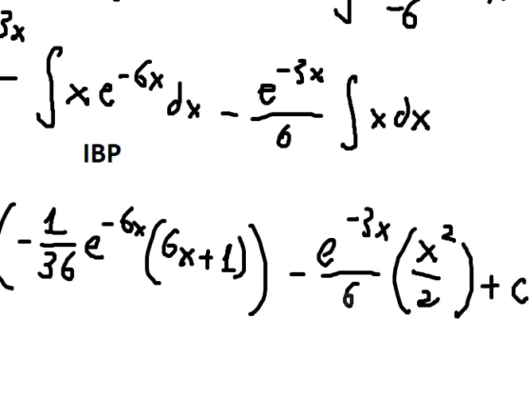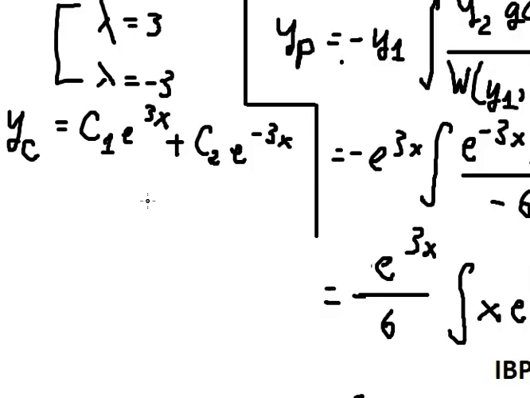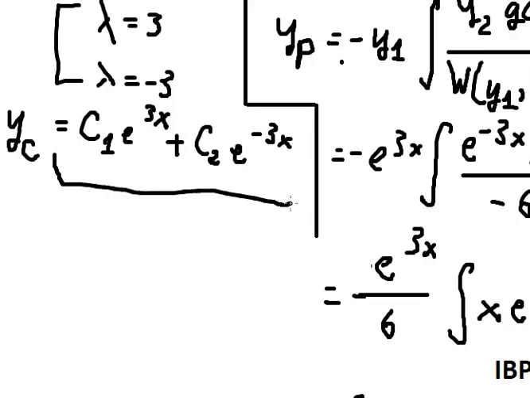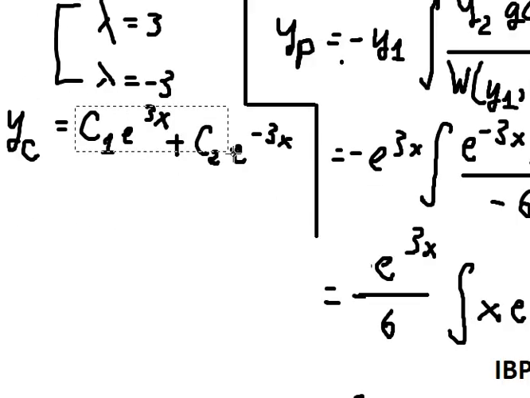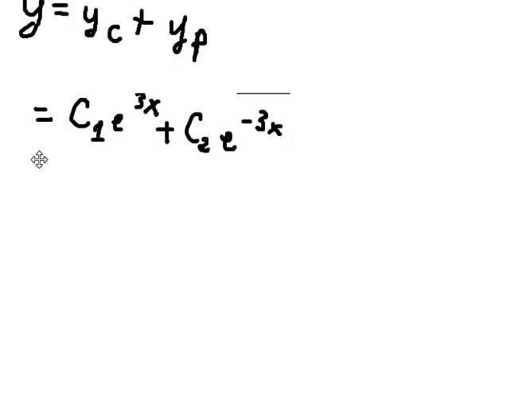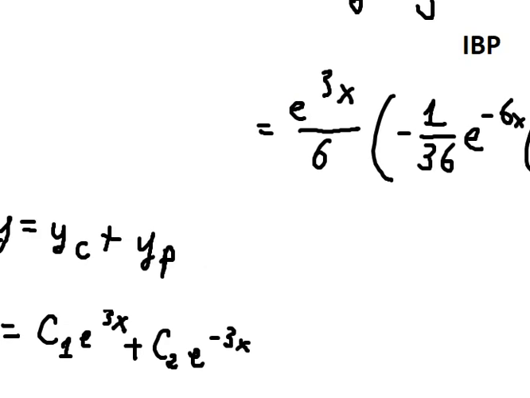So we want to find y, that is yc plus yp. So yc, that is this one. And yp, that is this one.